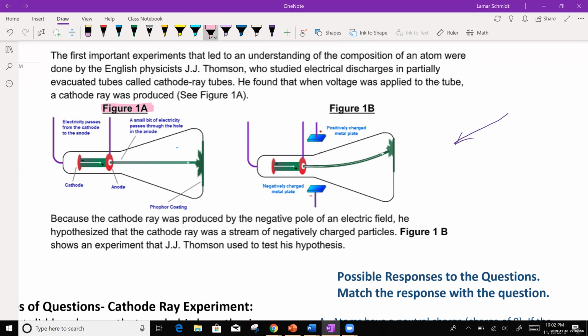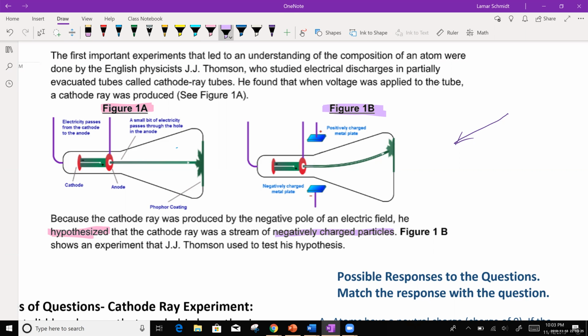If we go down to the bottom, it says because the cathode ray was produced by the negative pole of an electric field, he hypothesized that the cathode ray was a stream of negatively charged particles. Figure 1B, this is Figure 1B, shows an experiment that J.J. Thomson used to test his hypothesis.